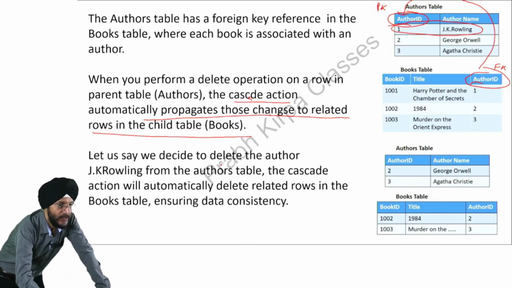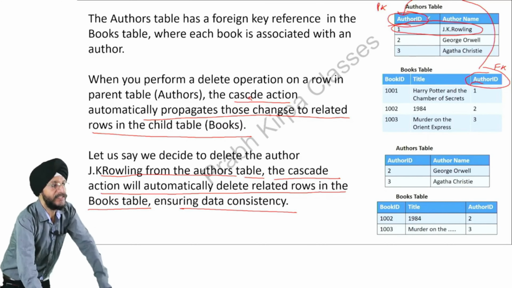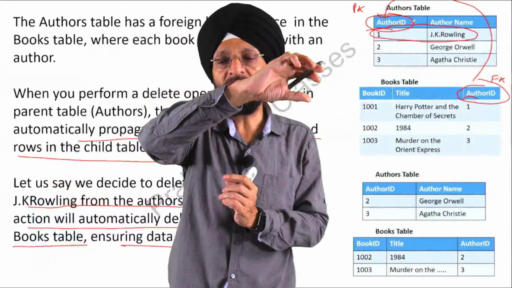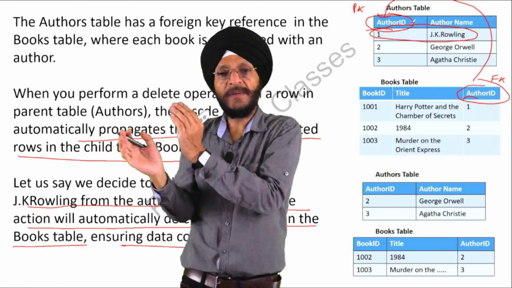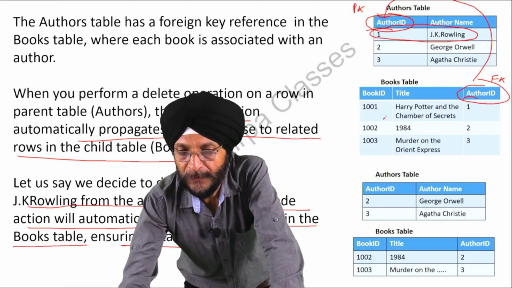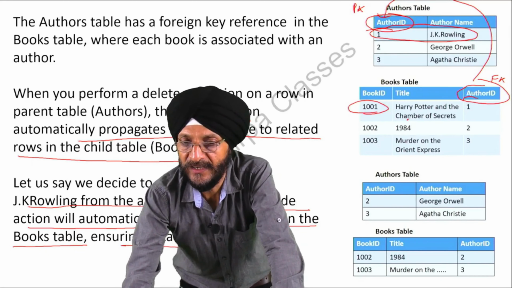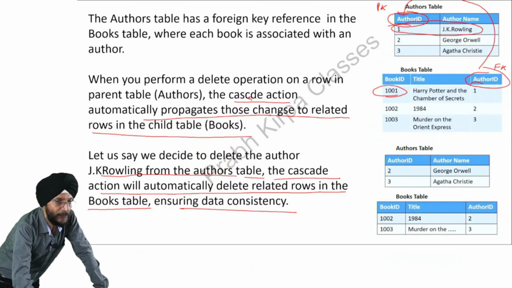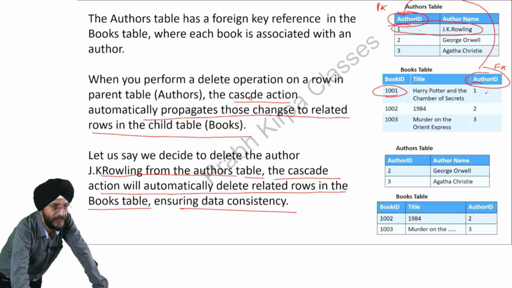How does it happen? If you decide to delete J.K. Rowling from the authors table, the cascade action will automatically delete related rows in the books table, ensuring data consistency. That is, if you want to delete the author's name from the parent table, it will have its effect on the other tables which are related to it. In this case, this author is having a book in its name in the books table, which is this one, Harry Potter and the Chamber of Secrets. Now, if you delete this author, then the cascade action will ensure that this book is also deleted from here.